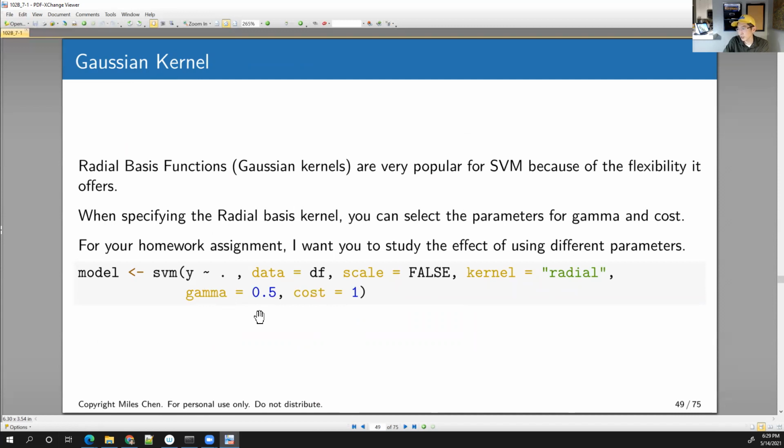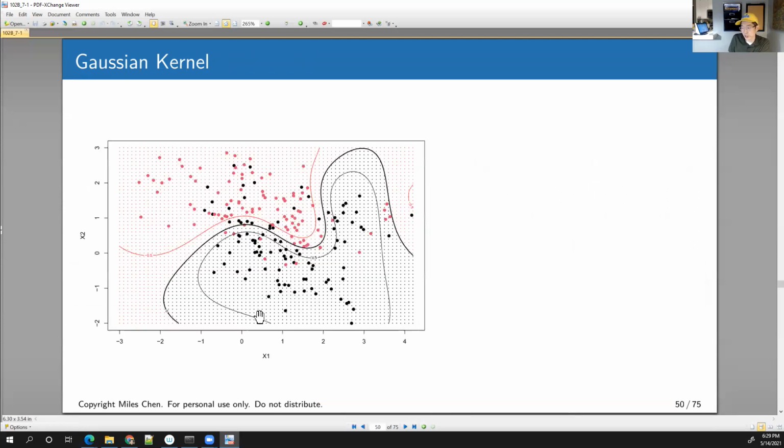The gamma is kind of like, if you draw the boundary, how flexible is this boundary going to be? A very high gamma allows for a very wiggly, squiggly boundary. A low gamma will try to be something that looks a little bit more linear, okay? Cost is how much penalty gets applied every time there's a misclassification. If the cost is very high, it's going to really try to avoid misclassifications. And if the cost is low, it's going to say misclassification is not so big of a deal.